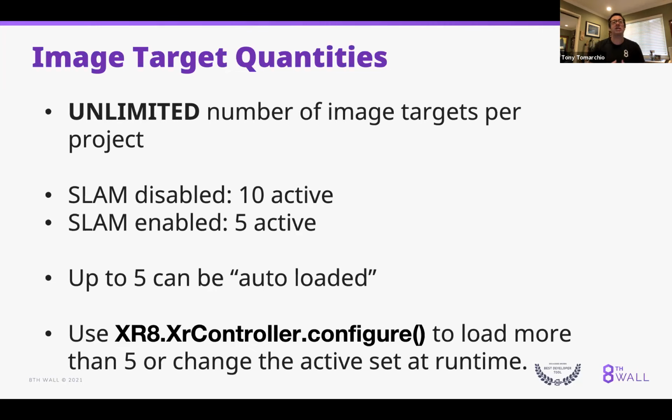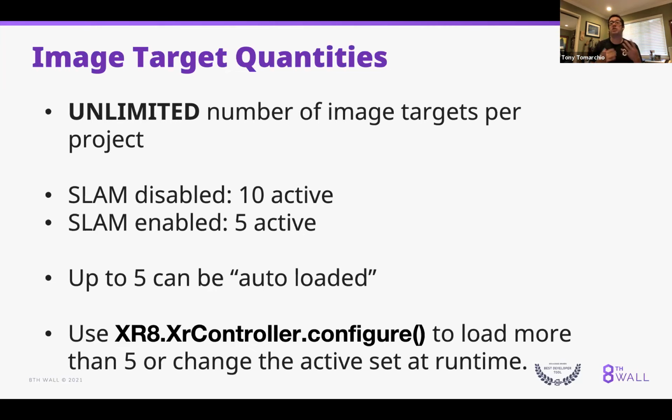Now, while you can have an unlimited number of image targets in the library for your project, only a subset of those can be active at any given time. And when I say active, what I mean here is that the WebAR experience is only searching for up to this quantity at any given time. So if you're only using image tracking, you can have up to 10 image targets active at any given point in time. Could be the first 10 pages of a book, for example.